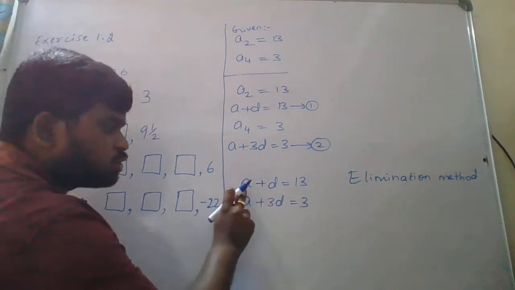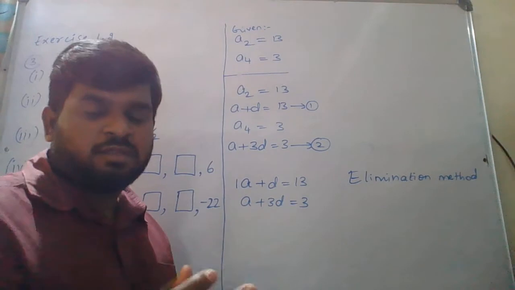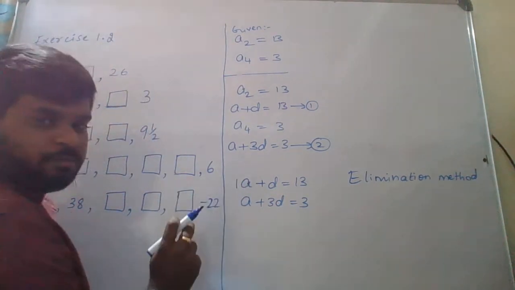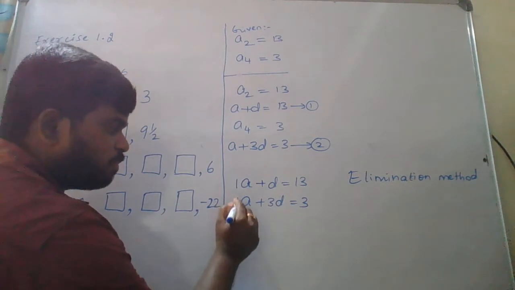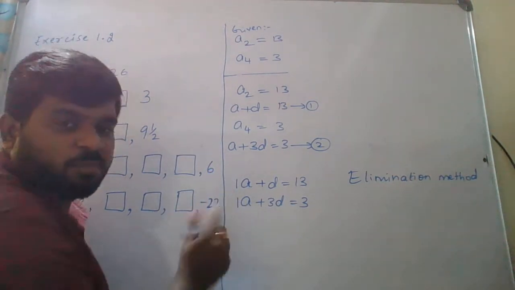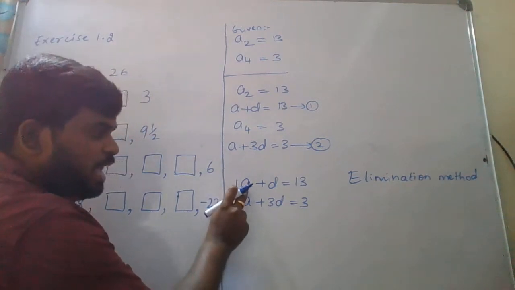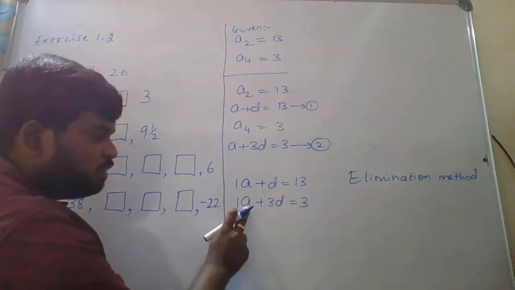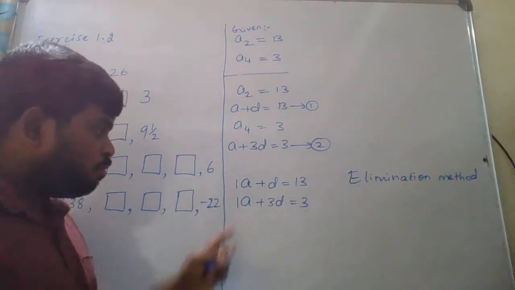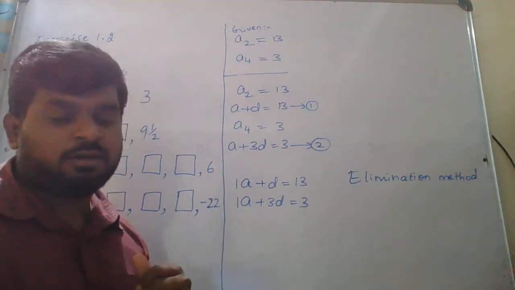What is the coefficient of A here? It is 1. Basically, coefficient means the number that is multiplied. What is the number that is multiplied to it? 1. And what is the number that is multiplied to it? 1. Don't worry about the sign, whether they have got plus or minus. Just focus on the number. This A has got coefficient as 1. This A has got coefficient as 1. In this problem, both have got same coefficients, so we can eliminate it.